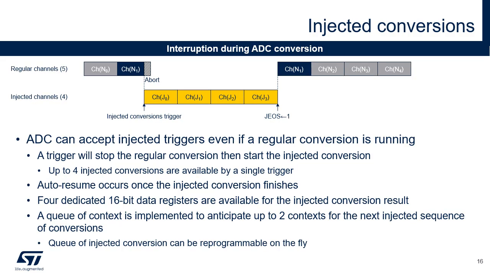An injected conversion is used to interrupt the regular conversion, then insert up to 4 channel conversions. Once an injected conversion is finished, the regular conversion sequence can be resumed. The injected conversion result is stored in dedicated data registers. Flags and interrupts are available for the end of conversion or end of sequence. The selection of injected channels can be reprogrammed on the fly. Even if a regular or injected conversion is in progress, you can add a different channel to the queue so that the next injected channel can be different from the previous one.